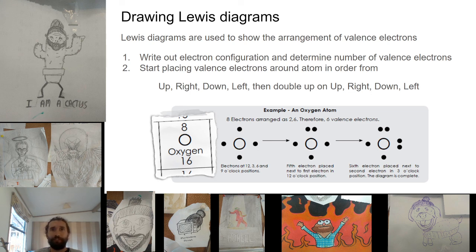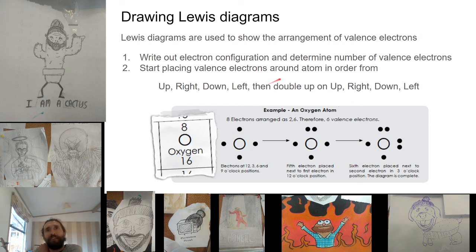So how to do it is very simple. Write out the electron configuration and determine the number of valence electrons. Oxygen has 8 electrons. We can see that because it's got an atomic number of 8, and 2 in the first shell and 6 in the second shell. Remember, when you fill up the shells, it goes 2, 8, 8. So 6 in this valence shell, so it's got 6 electrons around it.